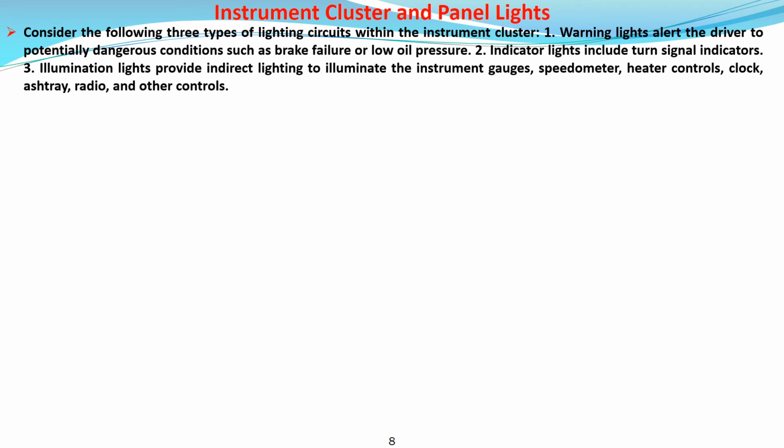First, warning lights alert the driver to potentially dangerous conditions such as brake failure or low oil pressure. Second, indicator lights include turn signal indicators. Third, illumination lights provide indirect lighting to illuminate the instrument gauges, speedometer, heater controls, clock, ashtray, radio, and other controls.